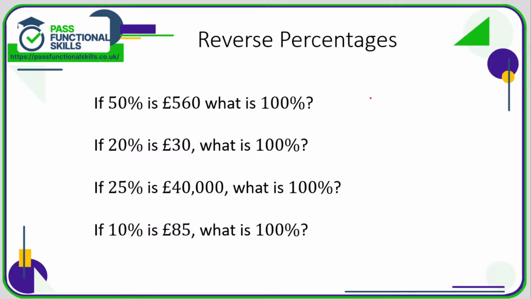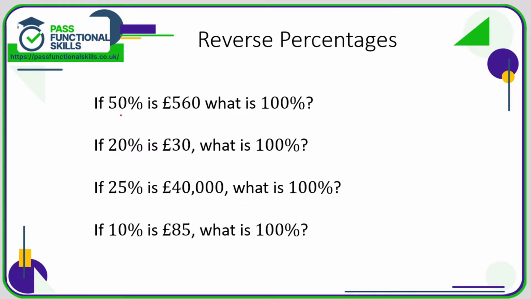Let's take a look now at some reverse percentages. Now, if I said to you that I'm an extremely generous man and every year I give 50% of my salary to charity, and last year I gave £150,000 to charity, you're probably thinking, oh my God, this guy must earn £300,000 per year. All you've done is a reverse percentage there. So let's take a look at a few more examples.